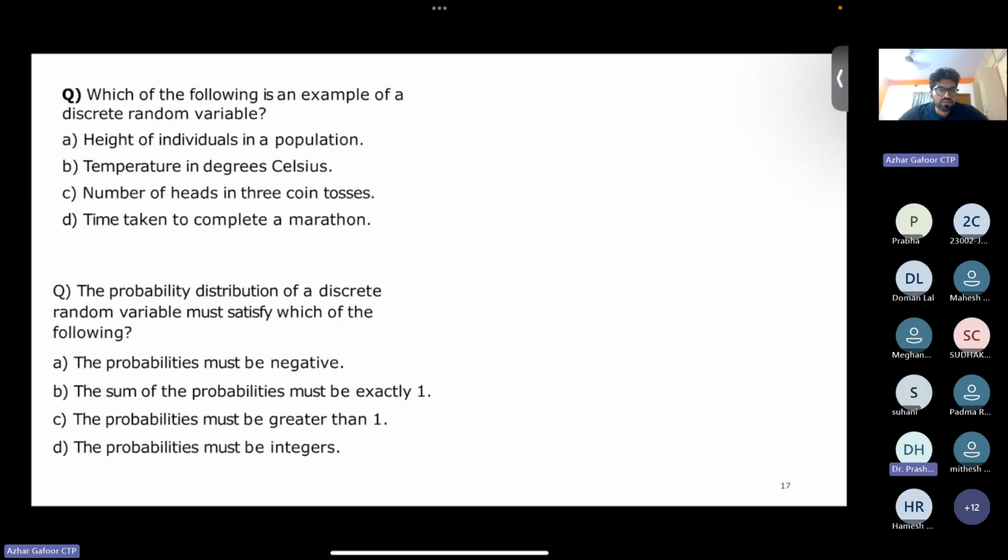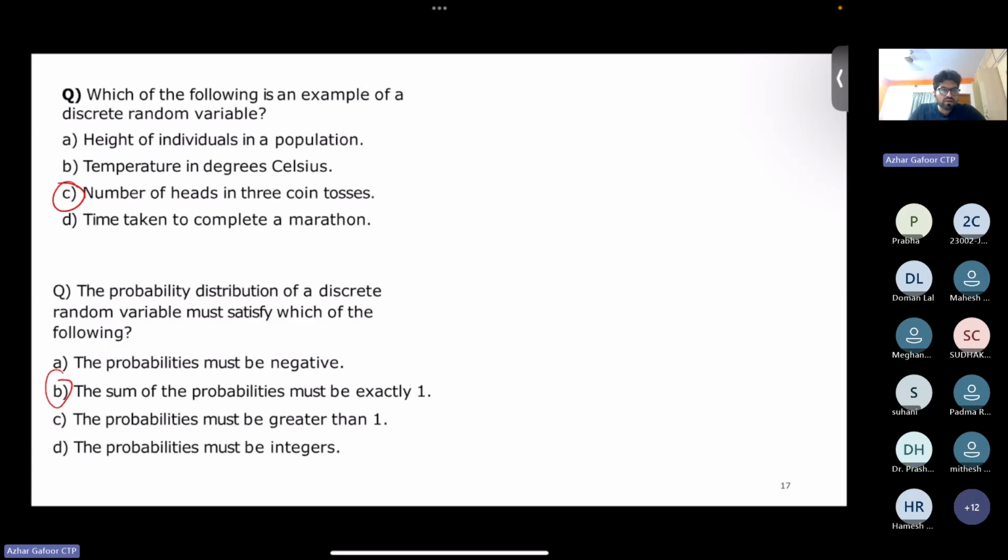C, sir. Yeah, C is the answer. Then for the second one, the probability distribution of a discrete random variable must satisfy which of the following? Sir, B is the answer for the second question. Yeah, it's a correct answer.